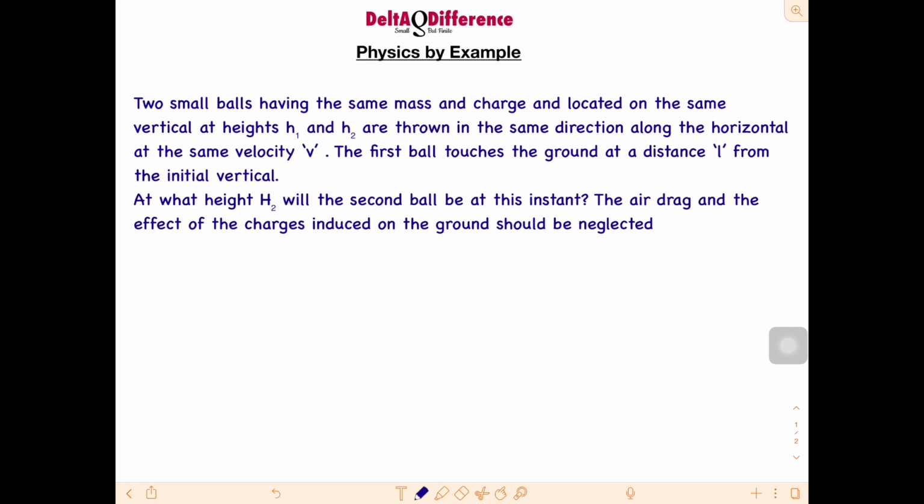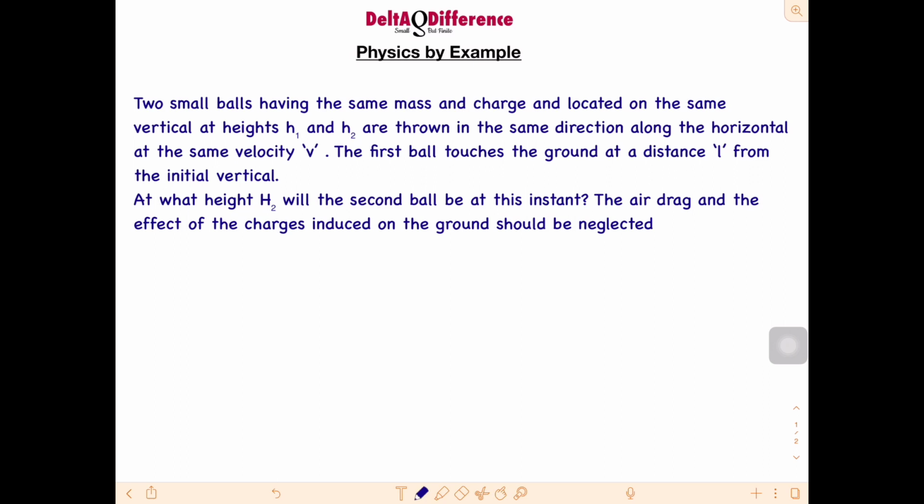Physics by example. Two small balls having the same mass and charge and located on the same vertical at heights h1 and h2 are thrown in the same direction along the horizontal at the same velocity v. The first ball touches the ground at a distance L from the initial vertical. At what height h2 will the second ball be at this instant? The air drag and the effect of the charges induced on the ground should be neglected.